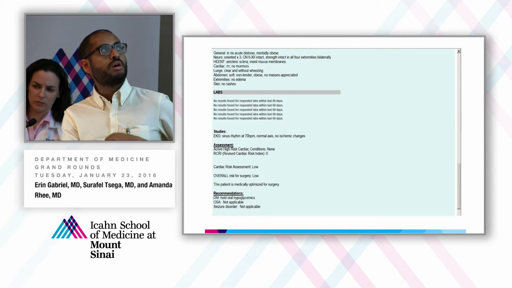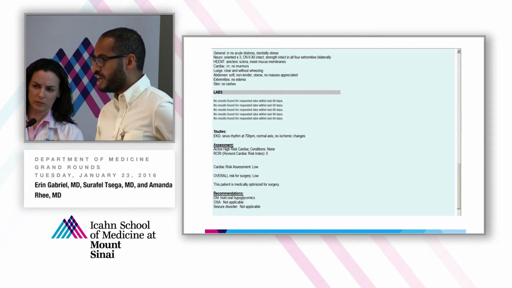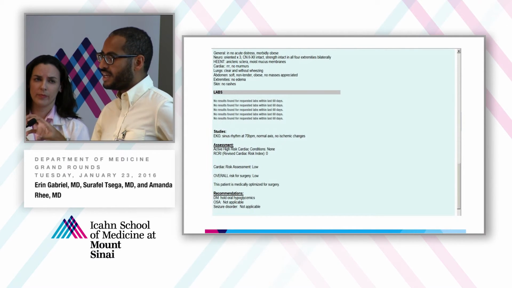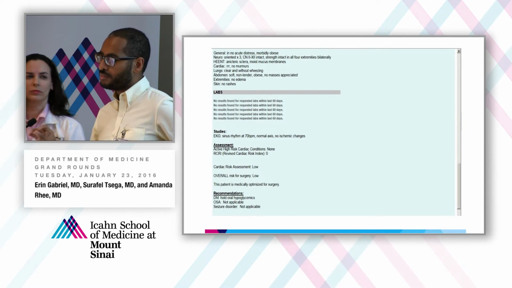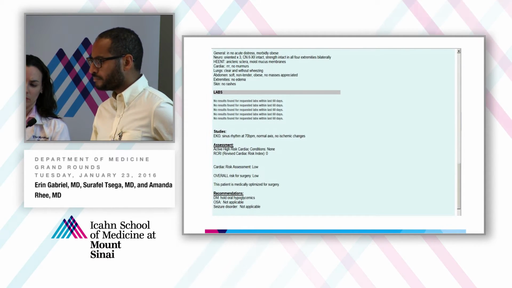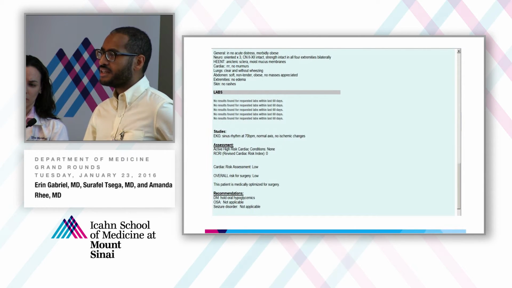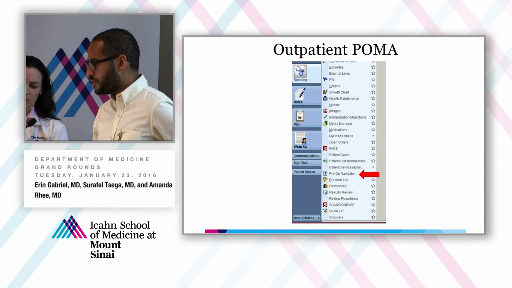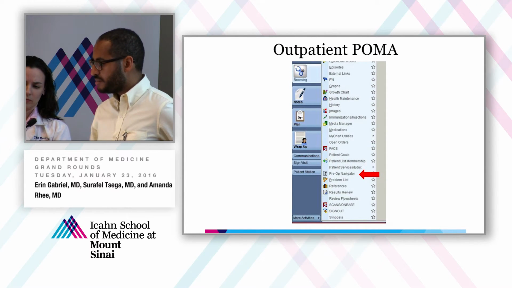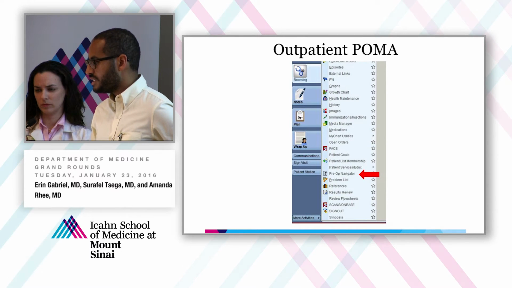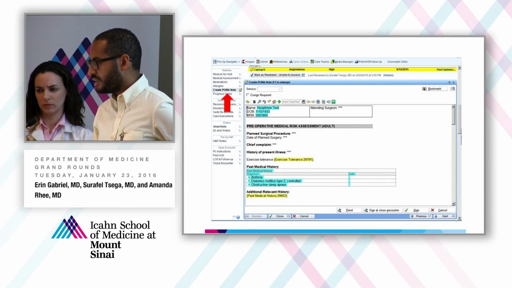This is the second part of the form with the recommendations. If you remember the current form, with the formatting of the recommendation section, it's kind of hard to actually find what the recommendations are. So now it's much cleaner and a little bit more organized in a more intuitive format. The outpatient POMA, as Amanda mentioned, you can get the Pre-Op Navigator from the More Activities tab, and then same thing, create a POMA note, and that's pretty much it.